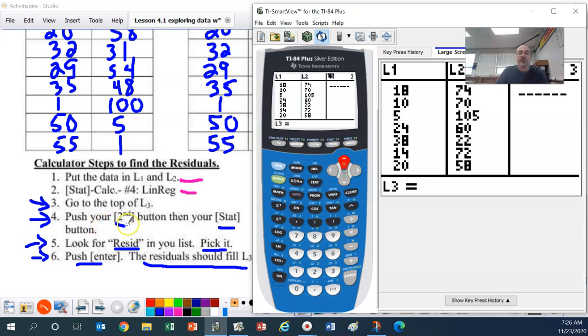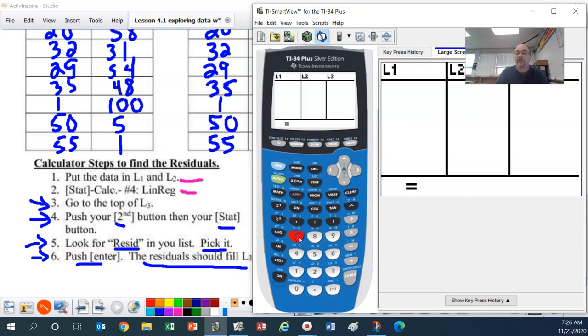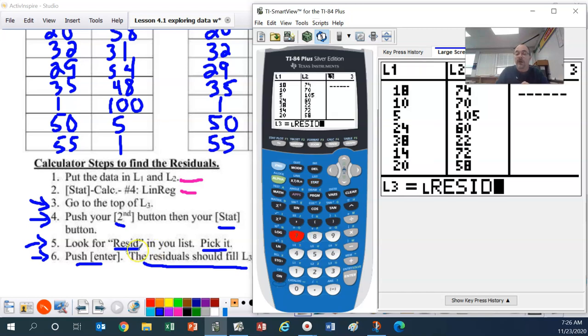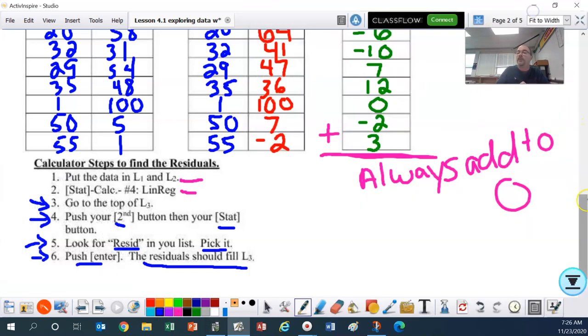All right, we're going to push the second button and the stat button. Okay, the second button and the stat button. And we're going to look for the word resid. Well, mine's in number 7. I'm just going to hit the number 7. You can scroll down if you want. I'm just going to hit the number 7. Ooh, we're almost there. Now, push enter. The residuals will fill list 3. Look at that, ladies and gentlemen. Wow. All right, let's look.